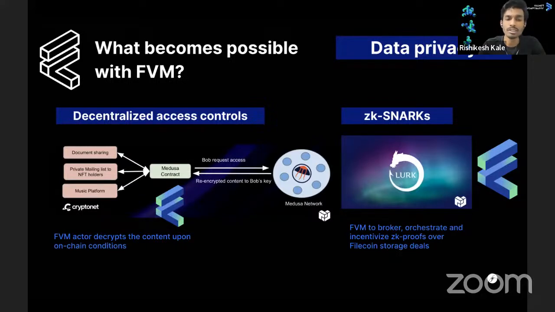One of the groups already working on this is Medusa Network. You can leverage the Medusa Network and the Medusa smart contracts to encrypt the data before uploading it on IPFS, and then the decryption can occur under certain conditions. For example, if you have a certain NFT, then only you would be able to unlock that particular data. The same goes if you have some amount of certain tokens, then you would have access to that particular data.